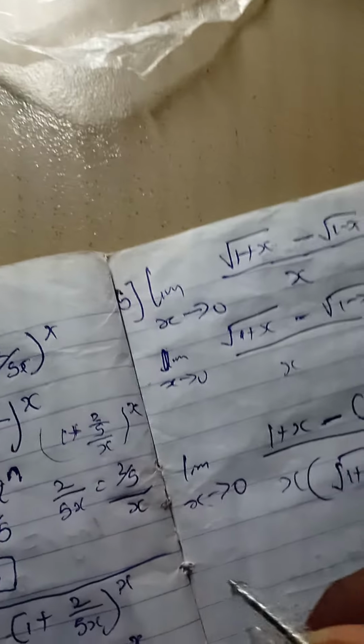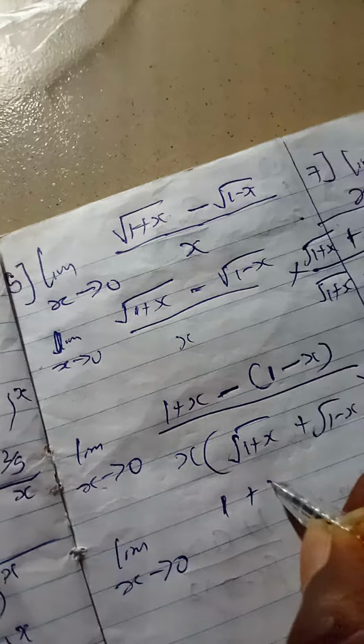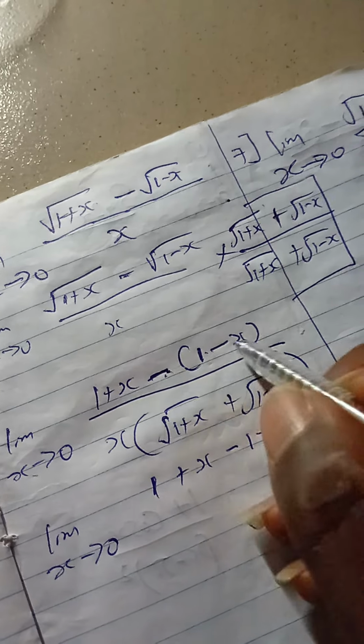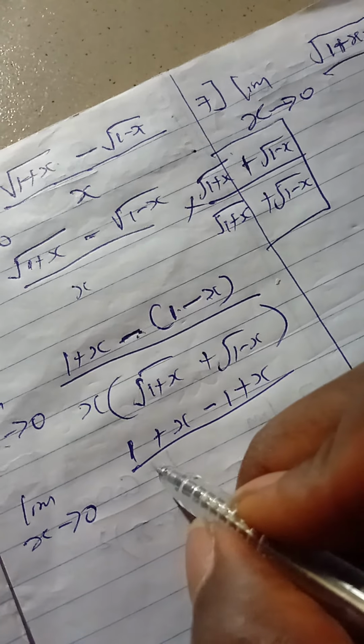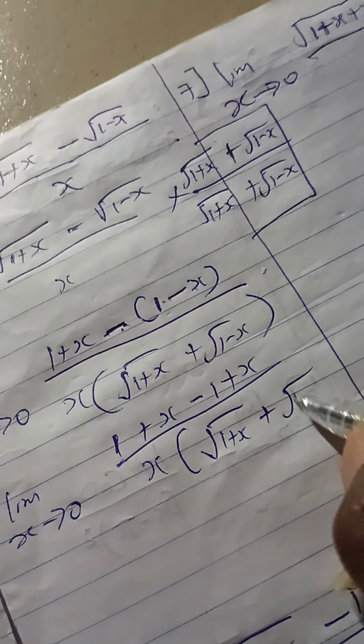So here we have the limit as x tends to 0 of (1 plus x) minus (1 minus x), if you open the bracket, minus 1, minus times minus x, plus x, over x into root 1 plus x plus root 1 minus x.